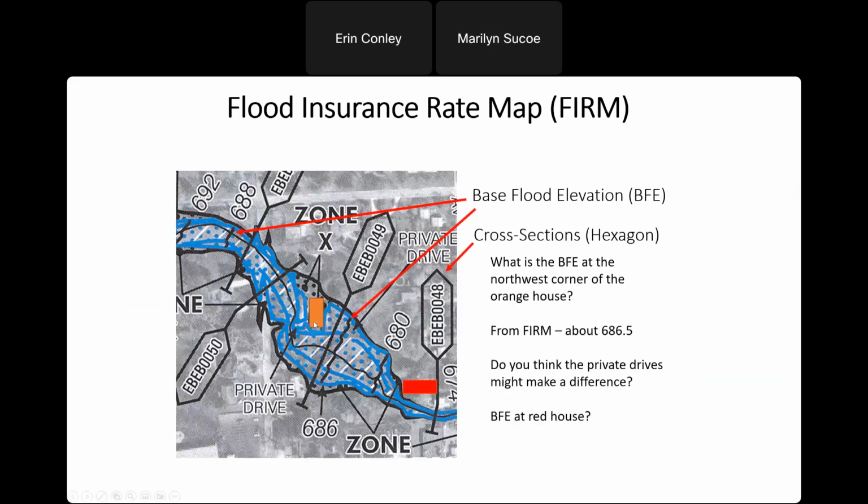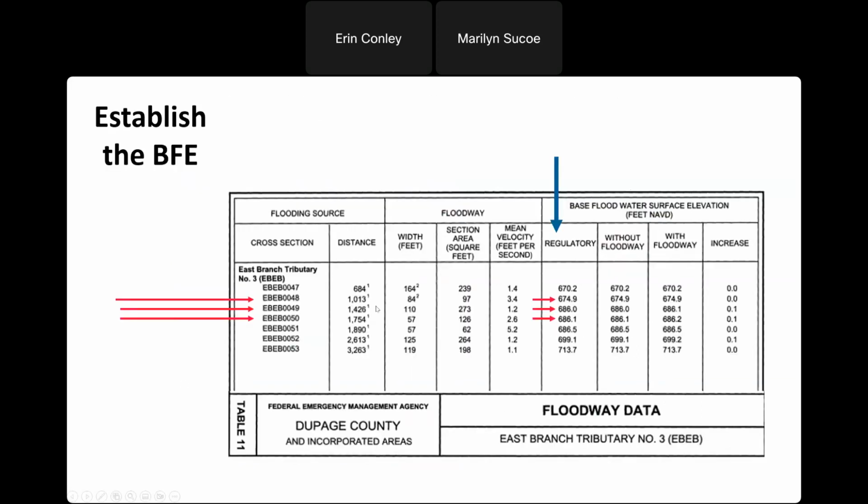Let me go back quickly here. So this is upstream of cross-section 49. And if you look at cross-section 49, that elevation is at 686. And why is that happening?